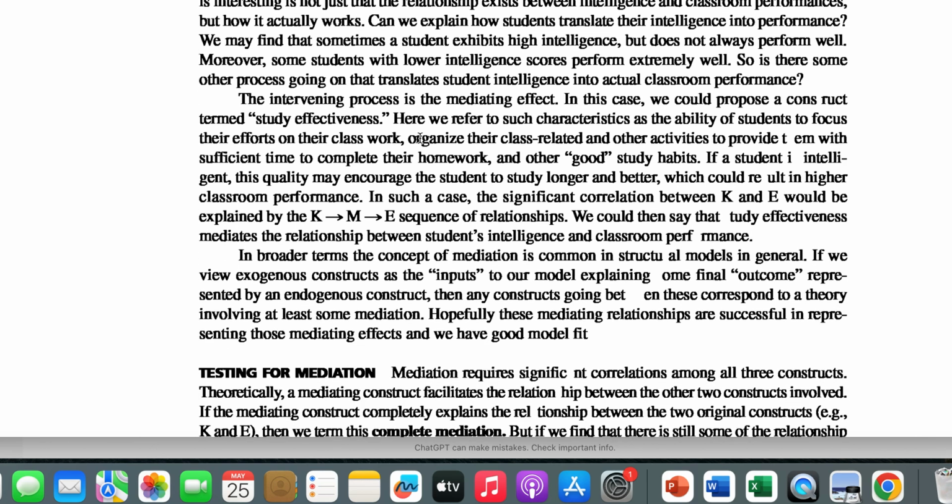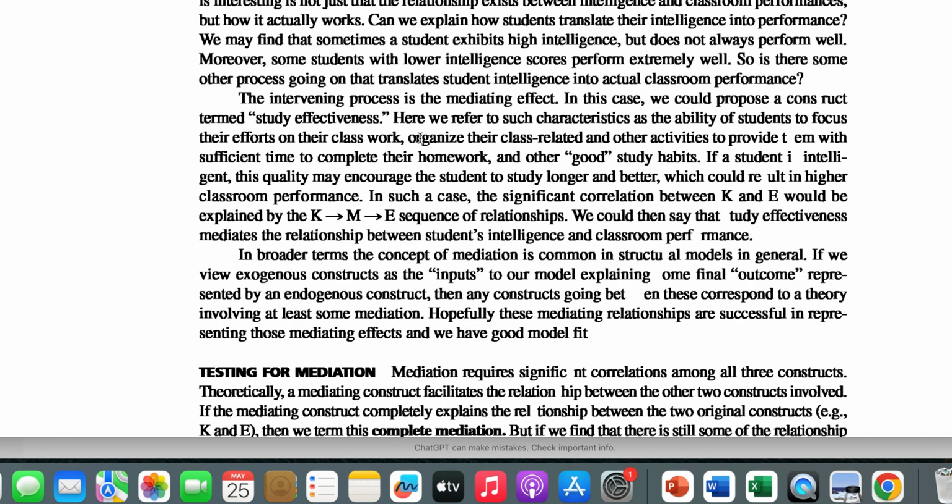The intervening process is the mediation effect. In this case, we could propose the construct termed study effectiveness. Here we refer to such characteristics as the ability of students to focus their efforts on their classwork, organize their class-related and other activities to provide sufficient time to complete their homework, and other good study habits. If the student is intelligent, this quality may encourage the student to study longer and better, which could ultimately yield higher classroom performance.